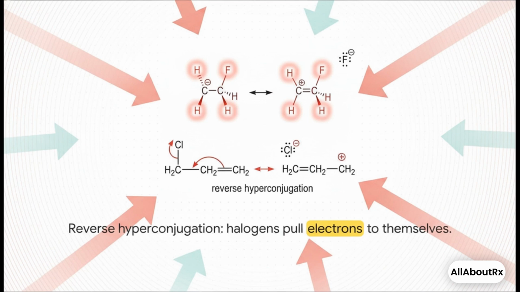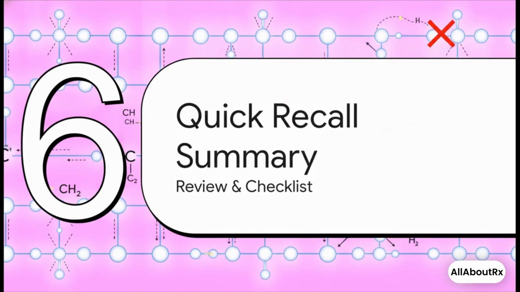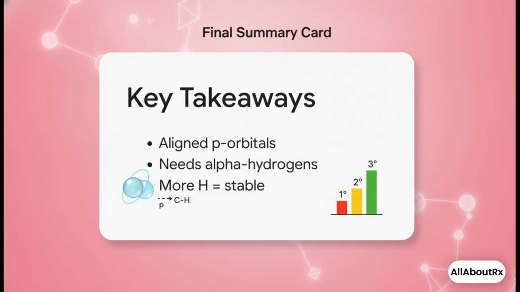Finally, let's wrap things up with Section 6, Quick Recall Summary. We've covered a ton of ground today, so let's lock it in. Conjugation requires continuous, aligned p orbitals to create resonance energy. If that geometry is interrupted, boom, conjugation is dead. Hyperconjugation, or no-bond resonance, relies entirely on sigma electrons and alpha hydrogens. For stability, just remember the order strictly follows the number of alpha hydrogens, methyl to primary, secondary, and tertiary. And reverse hyperconjugation pulls electrons toward electronegative groups.